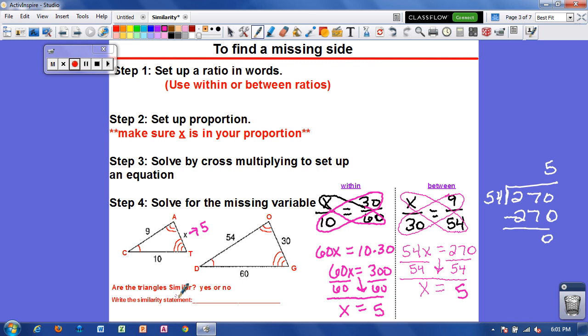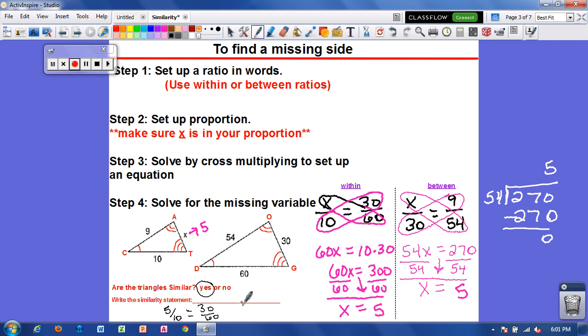Now, to see if the triangles are similar, we can just set up a proportion using what we already have. So we could take this x, we could make that 5 over 10, and see if that's equal to 30 over 60. Now if we cross multiply, 5 times 60 is 300, and 10 times 30 is also 300. So yes, these triangles are similar.